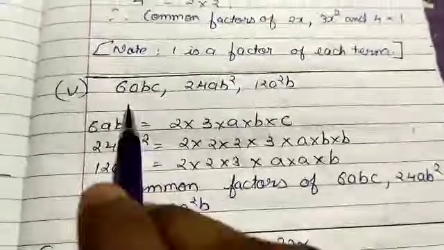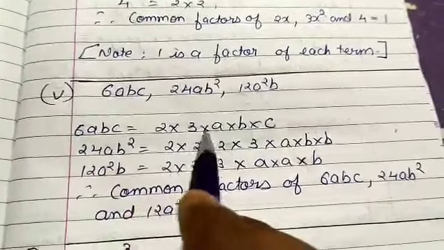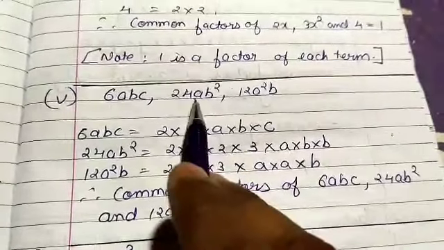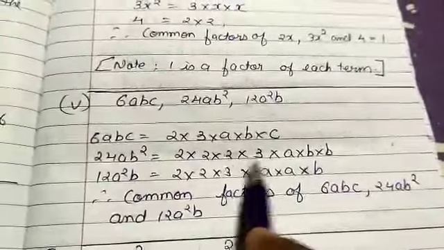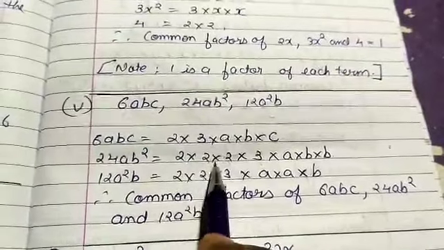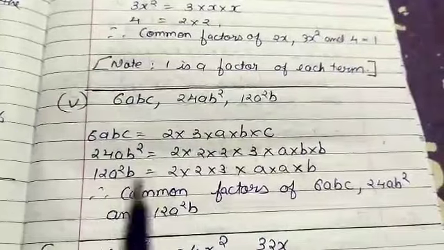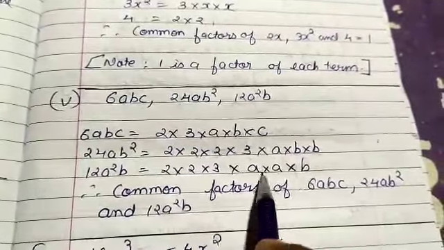Now the next one is 6abc, 24ab square, 12a square b. First find the factors of 6abc, that is 2 into 3 into a into b into c, that is 2 3s are 6 into a into b into c. Then 24ab square: 24 means 2 2s are 4, 4 2s are 8, 8 3s are 24, so 2 into 2 into 2 into 3 into a into b into b. Then 12: 2 2s are 4, 4 3s are 12, into a into a into b, that is a square b.